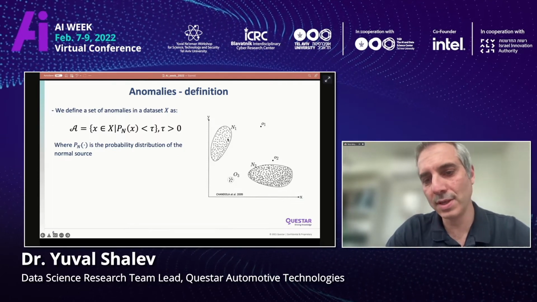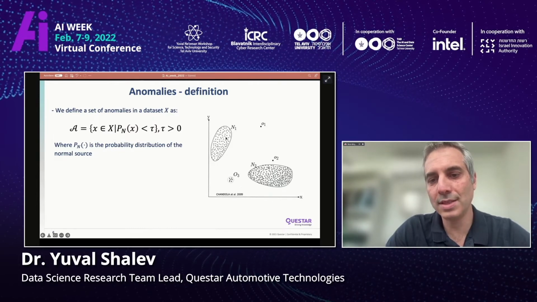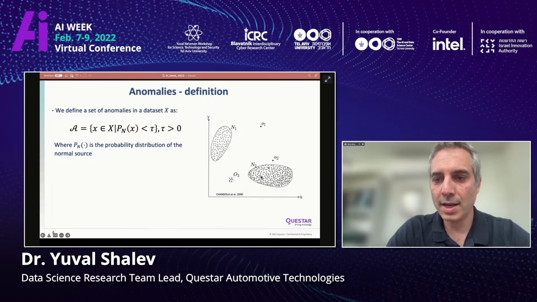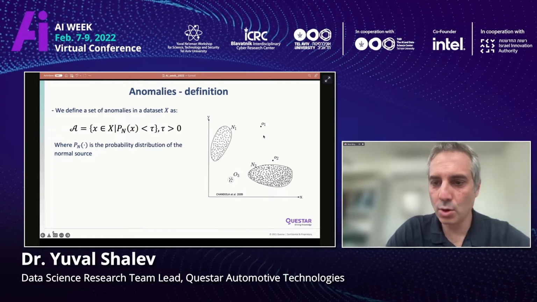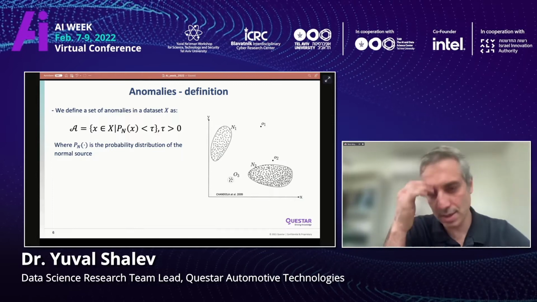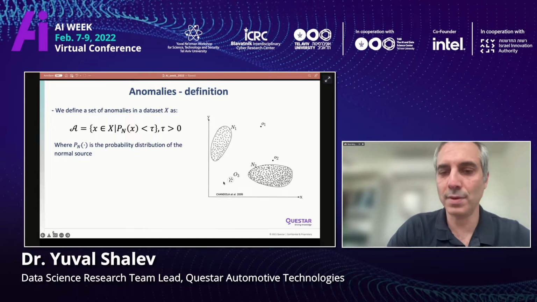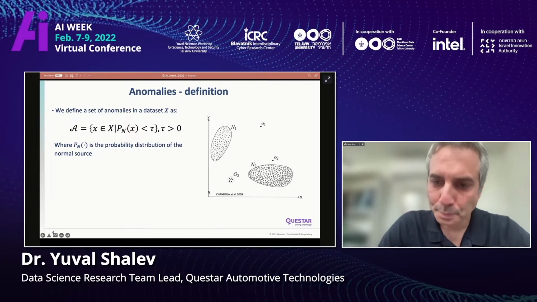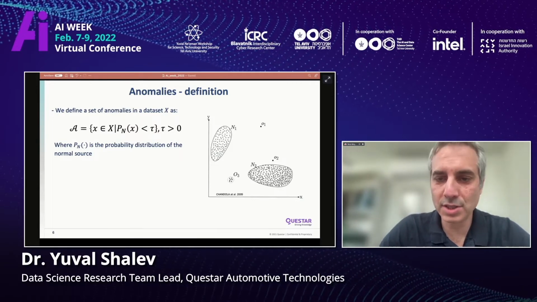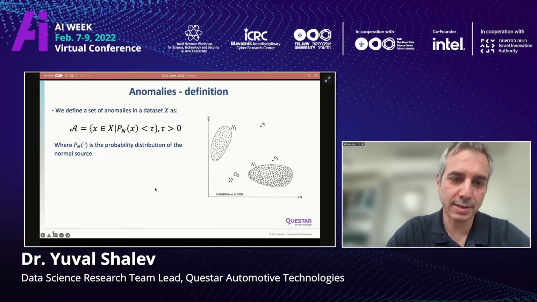Here we see, for instance, two modalities for the normal data, N1 and N2. And we have some outliers here, O1, O2, and O3, that are outside of this distribution, and we can call them anomalies. This is, of course, a simplistic description of anomalies in 2D. When the dimensions are much higher, things get much more complicated.